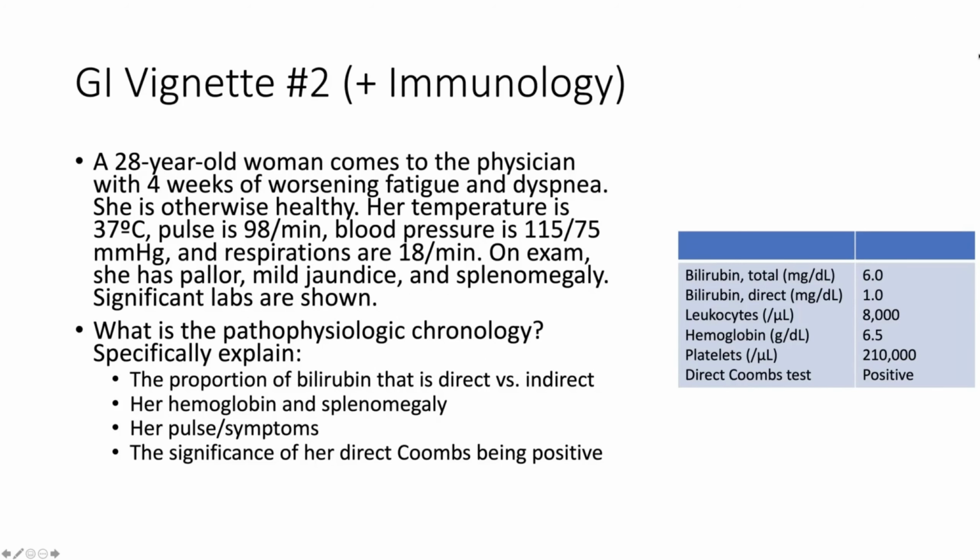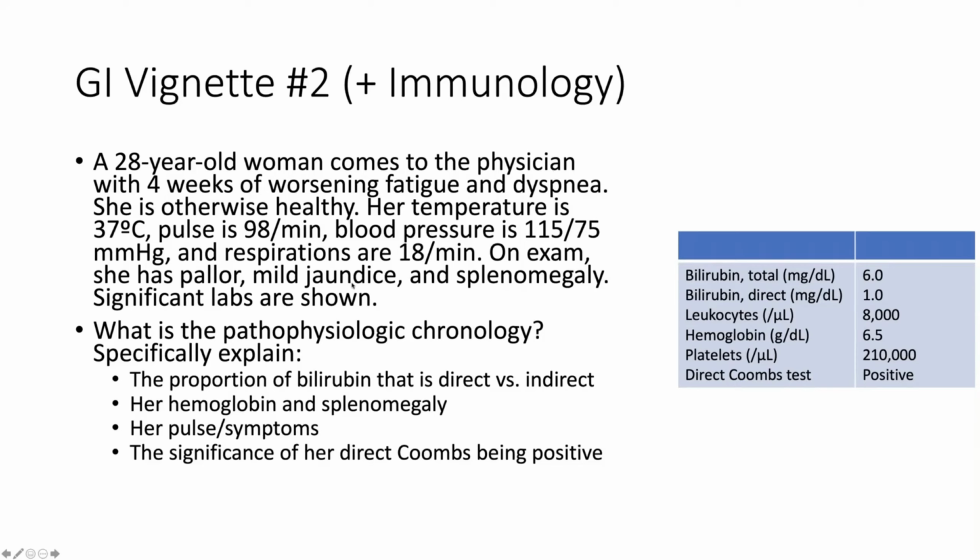So we are going to go to the vignette. So I'm going to read this slowly. A 28-year-old woman comes to the physician with 4 weeks of worsening fatigue and dyspnea. She is otherwise healthy. Her temperature is 37 Celsius, pulse is 98, blood pressure is 115/75, and respirations are 18. On exam, she has pallor, mild jaundice, and splenomegaly. Significant labs are shown. Total bilirubin, 6, direct bilirubin, 1, leukocyte count, 8,000, hemoglobin, 6.5, platelets, 210,000, and direct Coombs test is positive.